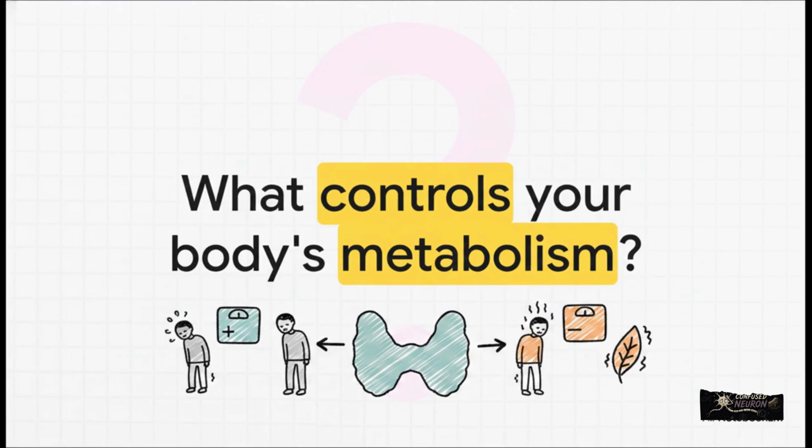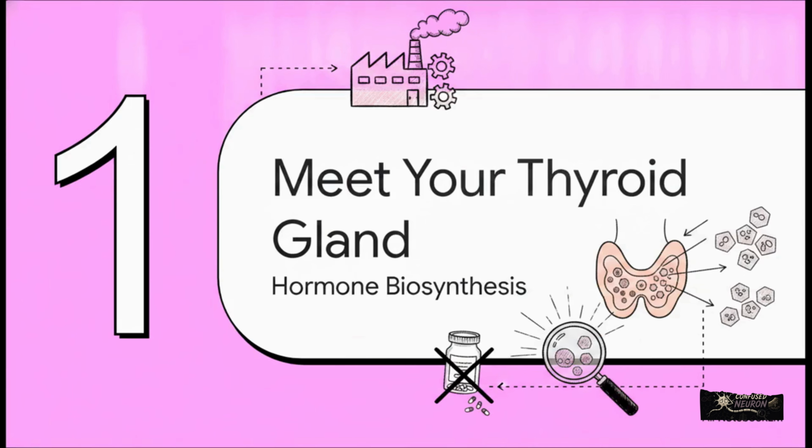Let's start with a crucial question to hook your brain in. What exactly dictates whether you're constantly freezing, gaining weight, and feeling like a sluggish zombie? Or, on the flip side, sweating, losing weight, and trembling like a leaf in the wind? Well, the answer, my friends, is that tiny butterfly-shaped gland right there in your neck. Section 1. Meet your thyroid gland and hormone biosynthesis.